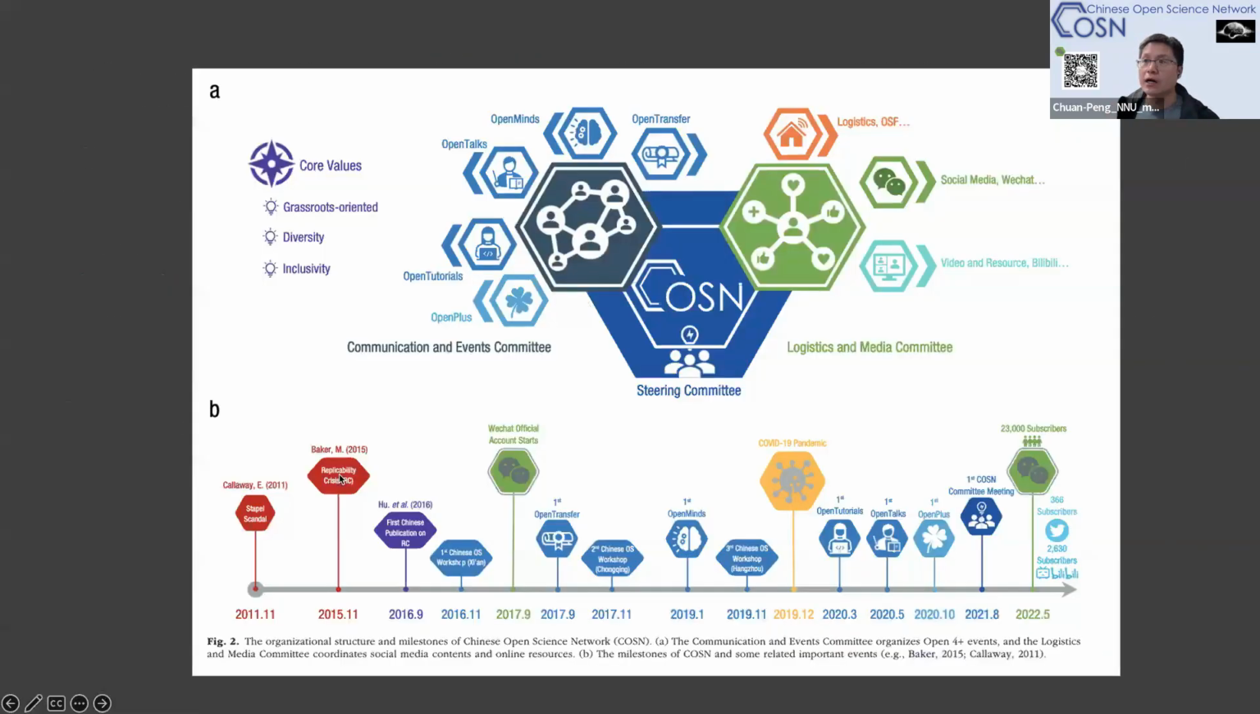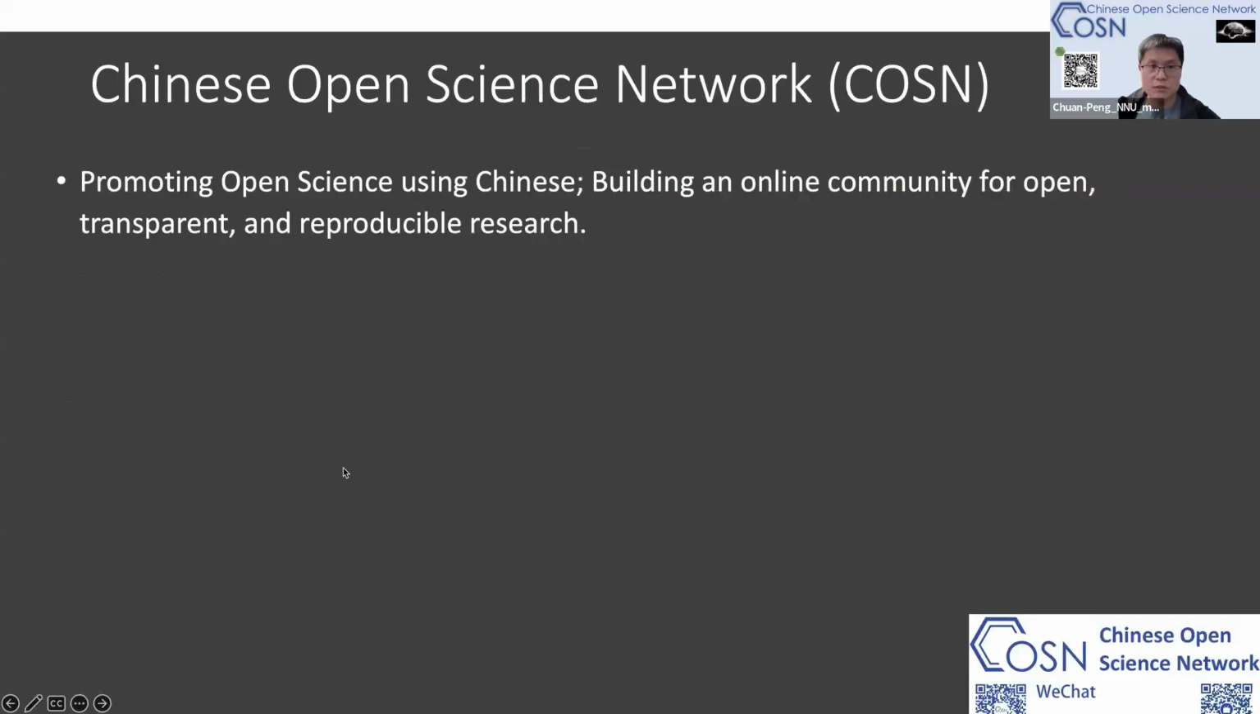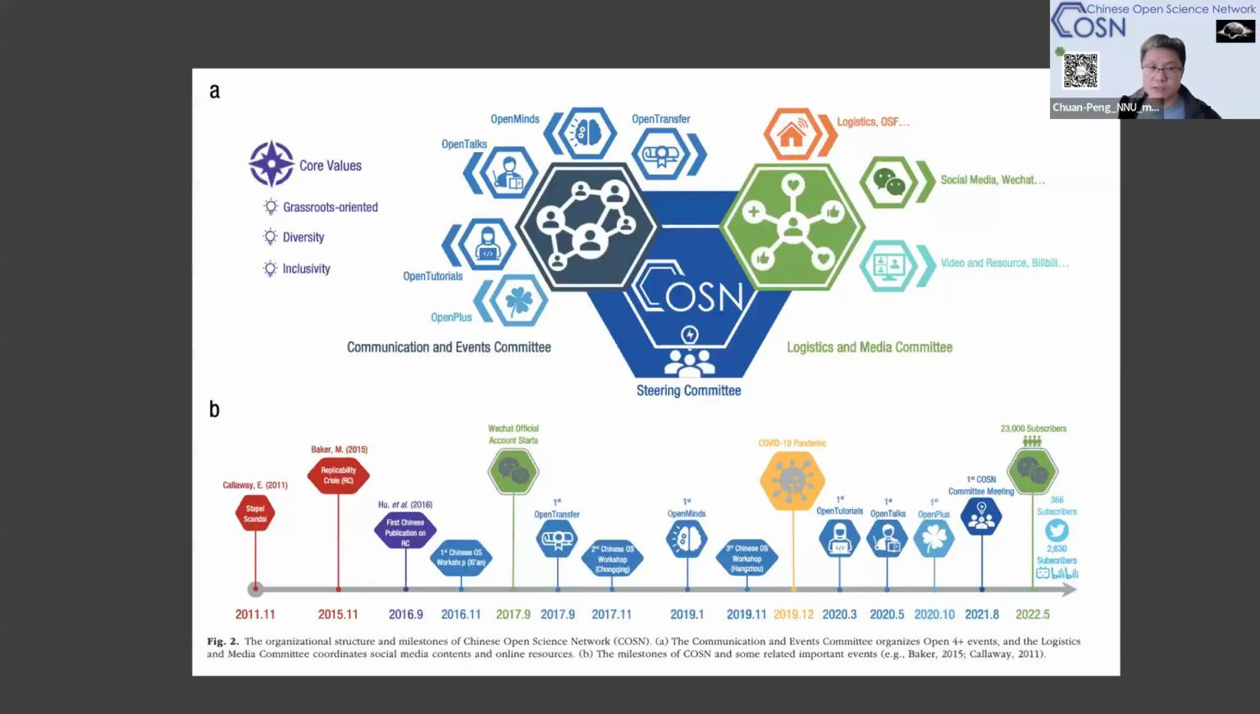We are a grassroots network promoting open science and using Chinese, but of course, we also use English. Sometimes we invite speakers from the international community, and we are trying to build an online community for open science, transparent and reproducible research. This grassroots network was started about 10 years ago.